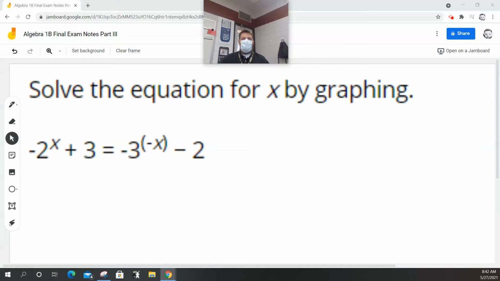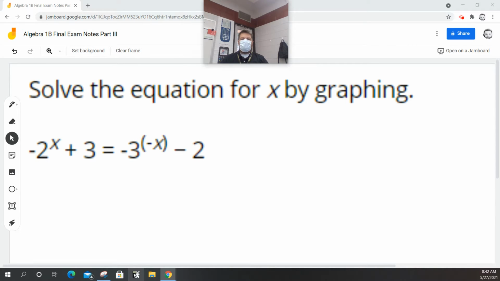All right, so for this one, it says solve the equation for x by graphing. So really what we're going to do is graph the left-hand side of the equal sign, and graph the right-hand side of the equal sign, and then we're just going to see where they intersect. So let's do that.